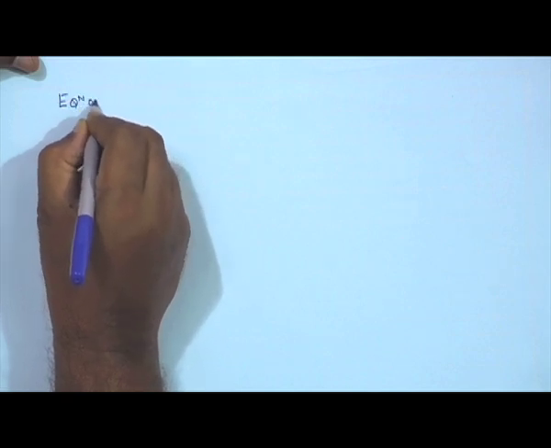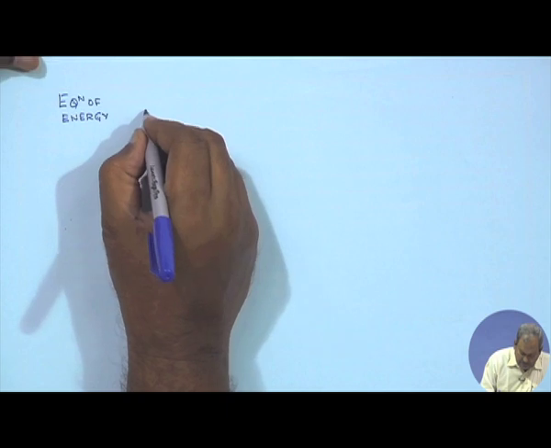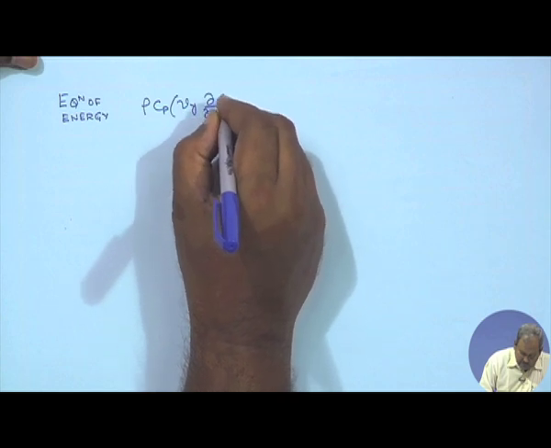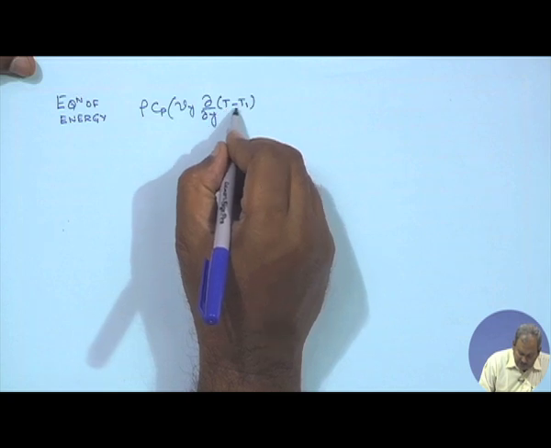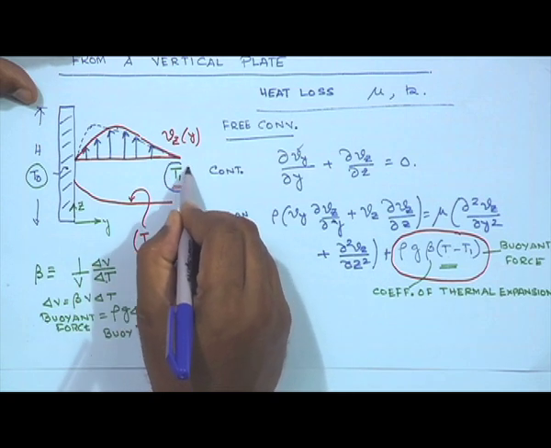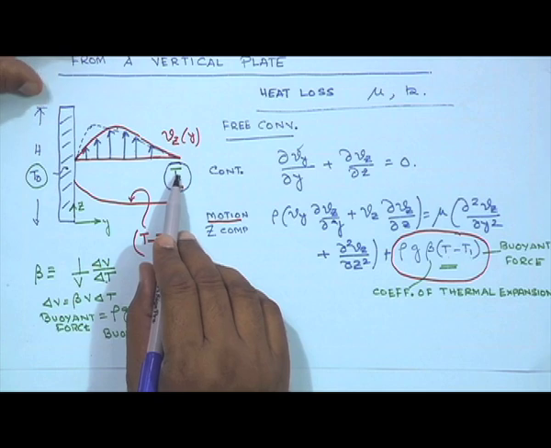So, the equation of energy in this case would simply be rho Cp Vy del by del y of T minus T1, where T is the temperature at any point in the rising film of the fluid, and T1 is a constant reference temperature. We take this reference temperature to be the temperature far from the wall. So, this is the constant fluid temperature that you would get when you move away from the plate. So, this is simply a constant.